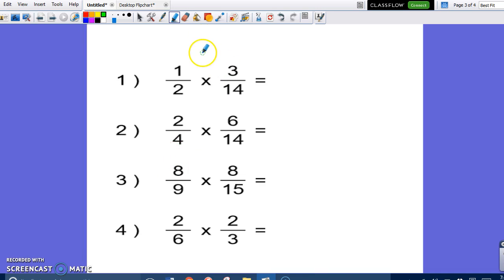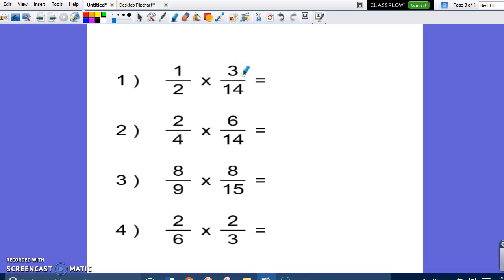So remember, there's also very different methods that you can use to complete fraction problems. When we multiply fractions, we really just need to multiply the numerators together, 1 times 3, and the denominators, 2 times 14, and then reduce the fraction, okay?